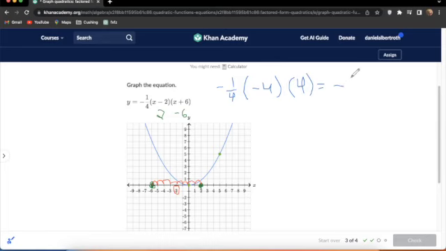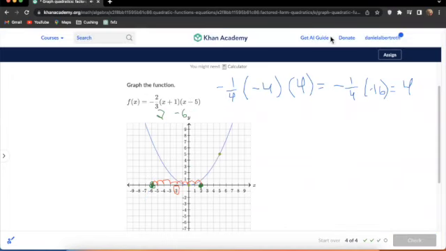So it's -1/4 times -16. This will come out positive. 16 divided by 4 is 4. So the output is 4. So the input is -2, the output is 4. So this will be the vertex of my graph, and the intercepts are 2 and -6. It's going to be perfectly symmetric on either side. All right, so hopefully that works out. Very nice. All right, last one.